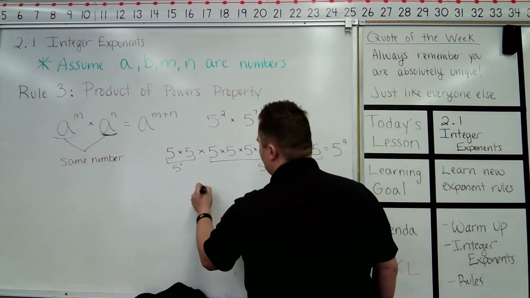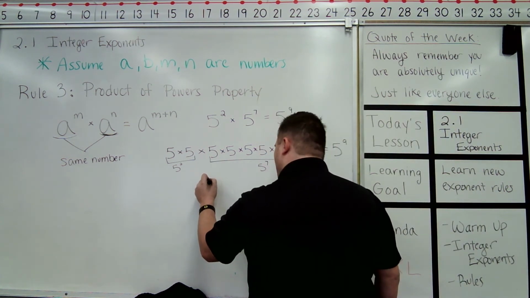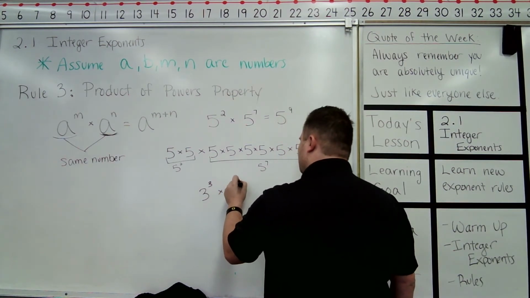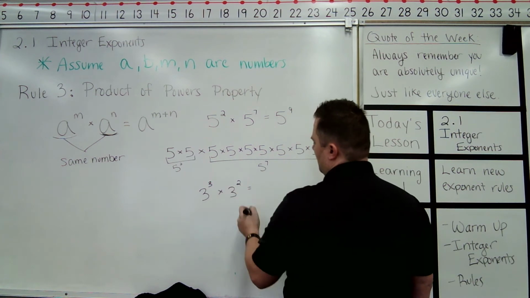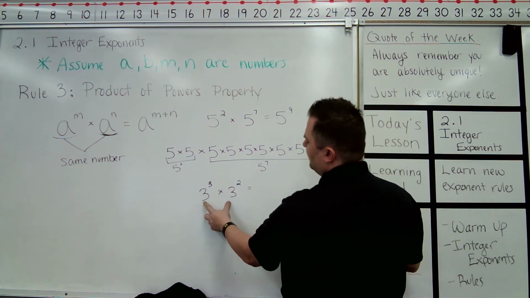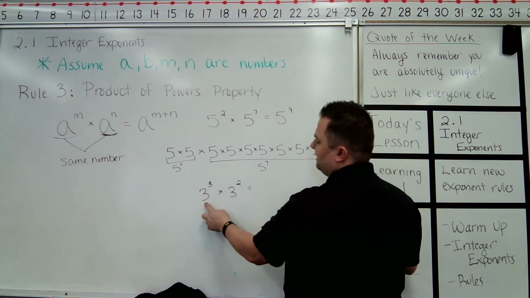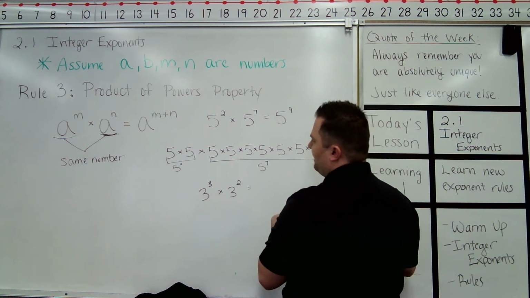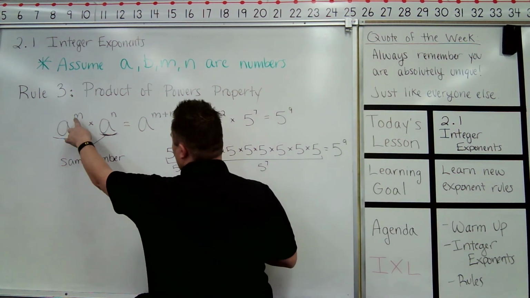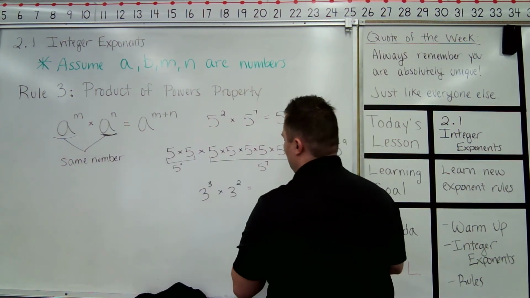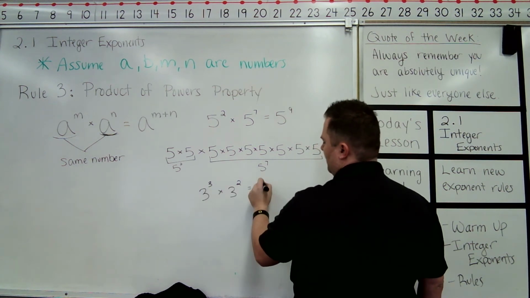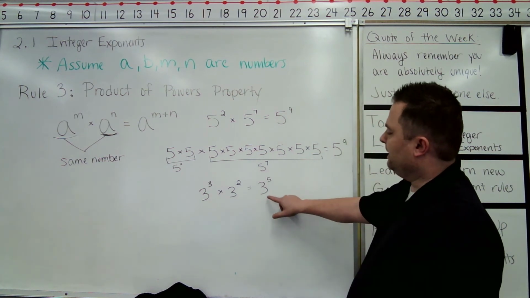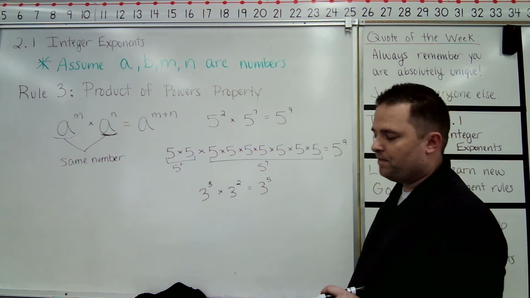Say we have 3 to the third, and then we're going to multiply that by 3 to the second power. Once again, my bases are the same, meaning the big number is the same, 3 and 3. If the bases are the same and they both have exponents, I get to add the exponents. I can rewrite this as 3 to the 5th, and this is easier math for me to solve.